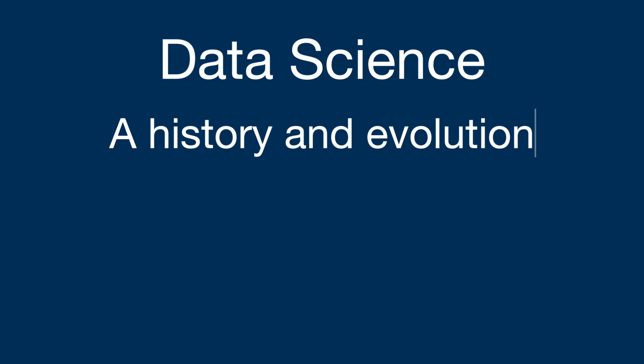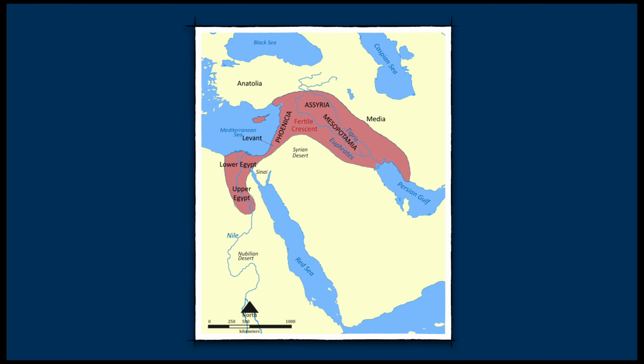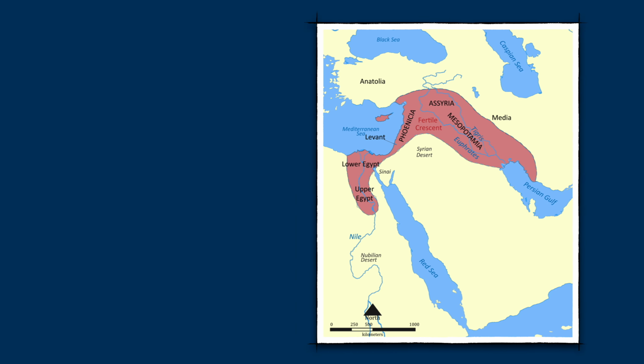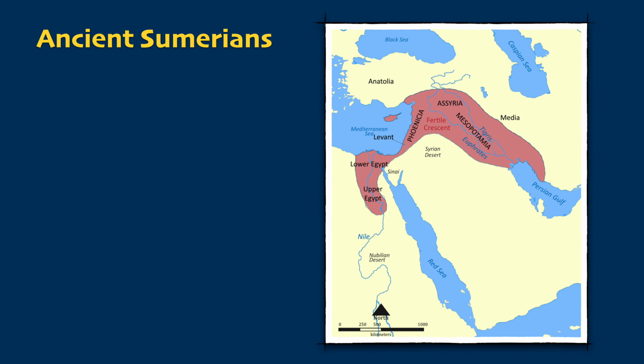In this video, we're looking at data science, a history and evolution. So what we're going to do is hop into our time machine. We're going to travel way back to a long time ago, and we're going to look at a civilization called the ancient Sumerians. They were around about 5,000 years ago, right here in what would be considered modern day Iraq.